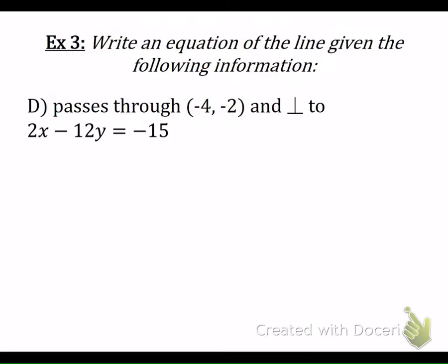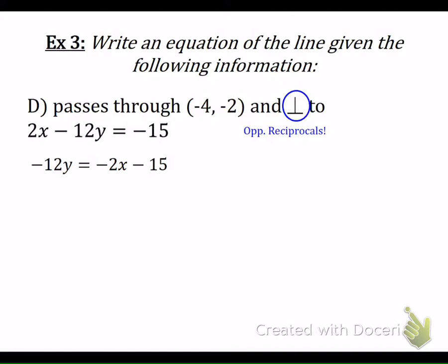Yep, last example, then we'll start some homework. So now I want to pass through the point (-4, -2), and I want to be perpendicular to 2x minus 12y equals -15. We got to subtract 2x. The first thing I need to do is find the slope. And what's important about the slopes? They're perpendicular. So once I find it, what am I going to do? Flip it and change the sign. So opposite reciprocals, okay? But first I got to find it. So I'm going to subtract 2x from both sides.